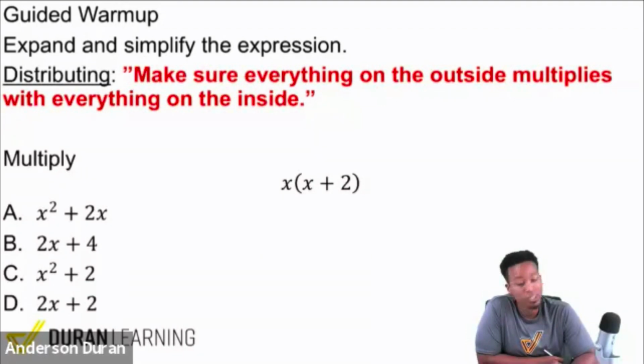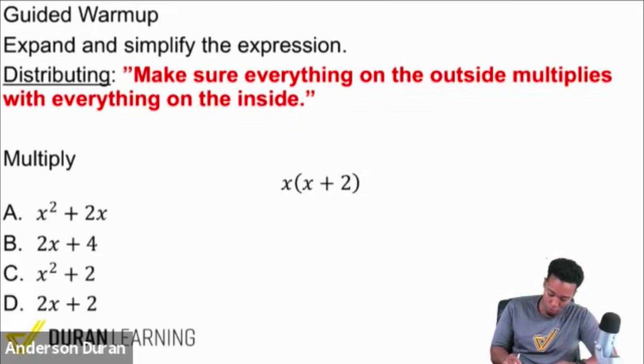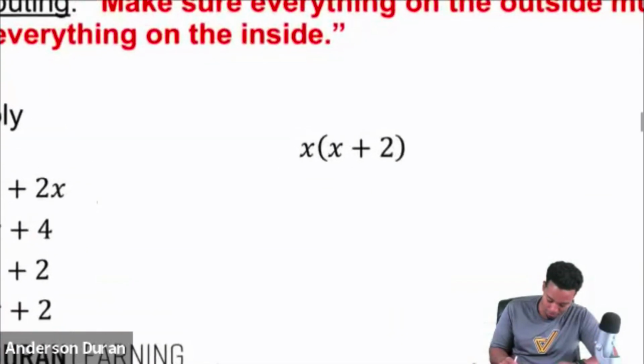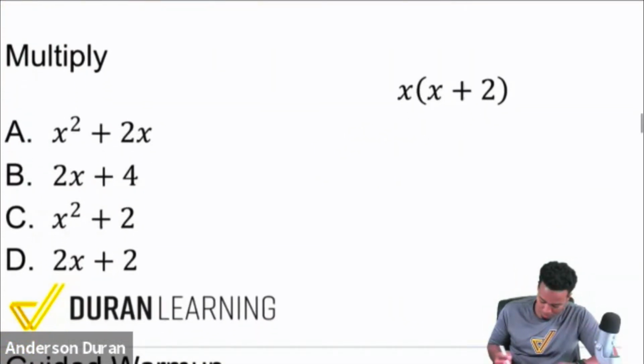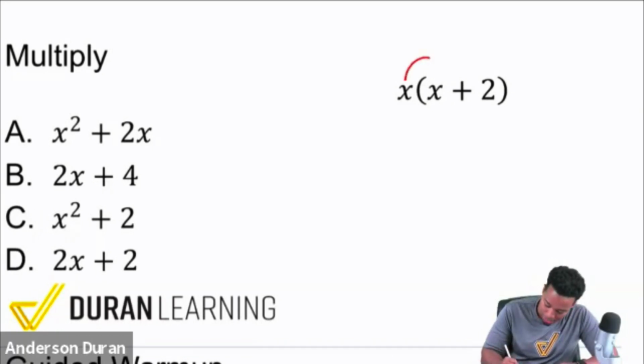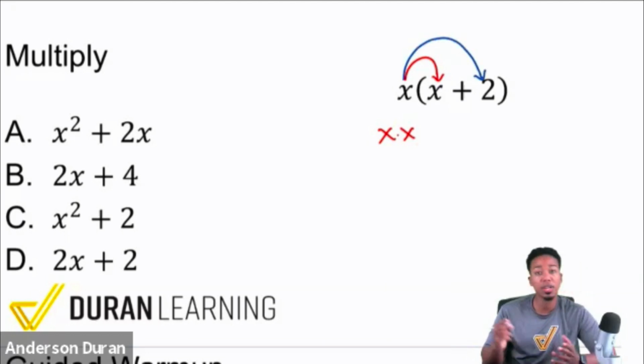And so here's how we're going to take care of it. I'm going to zoom on in just a little bit here. And here's what's going to happen. This x is going to multiply with this x. So you can call that x multiplied by x. And then in the other one, that x is still on the outside. It still hasn't multiplied with the 2. So again, everything on the outside multiplies with everything on the inside.